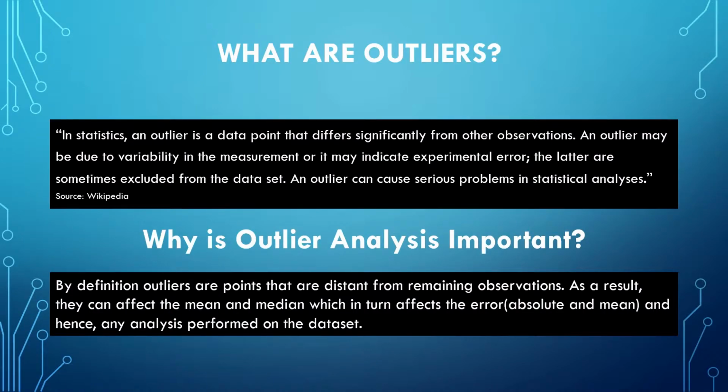So in this slide you can see the definition of outliers. What are outliers? And you can also see why outlier analysis is important. By definition, outliers are points that are distant from remaining observations. As a result, they can affect the mean and median, which in turn affects the absolute error and the mean error, and hence any analysis performed on the dataset. Almost every dataset contains outliers. So analyzing the outliers is really important, and doing it separately for each dataset is really time consuming, hence the need for this function.